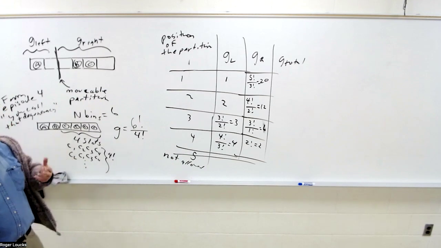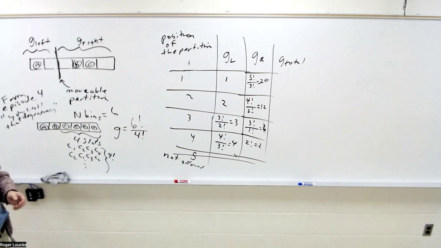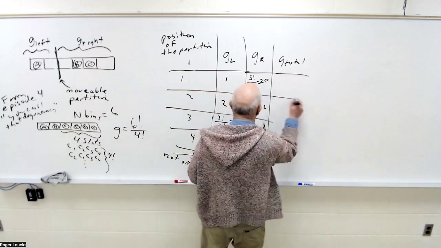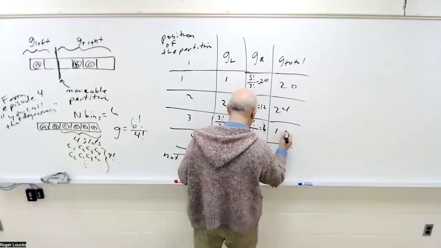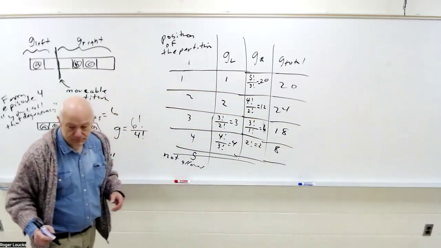Now, what did we say then is going to be the total degeneracy for this entire system? G_L times G_R. It's a product of these, so we multiply these two together. So this is 20, this is 24, 18, and 8, like that.